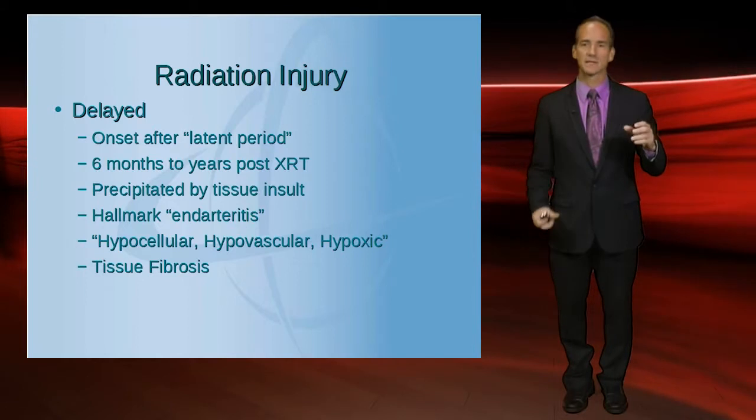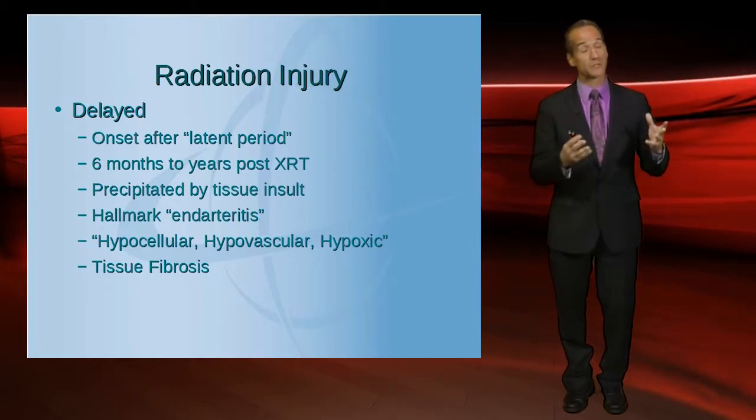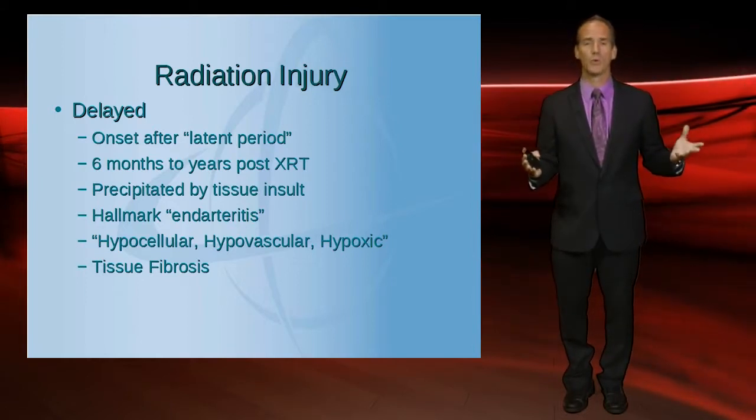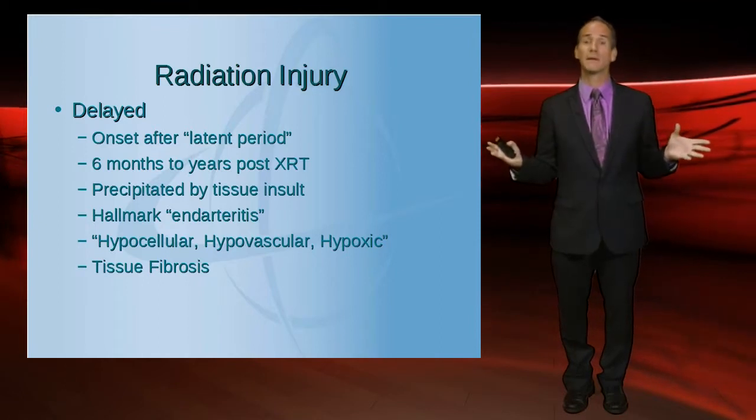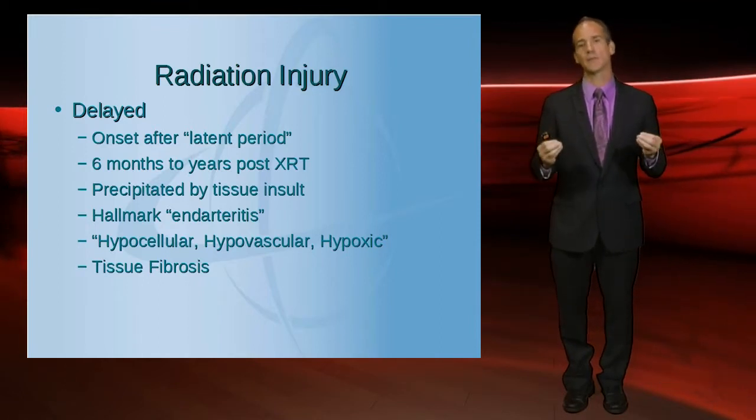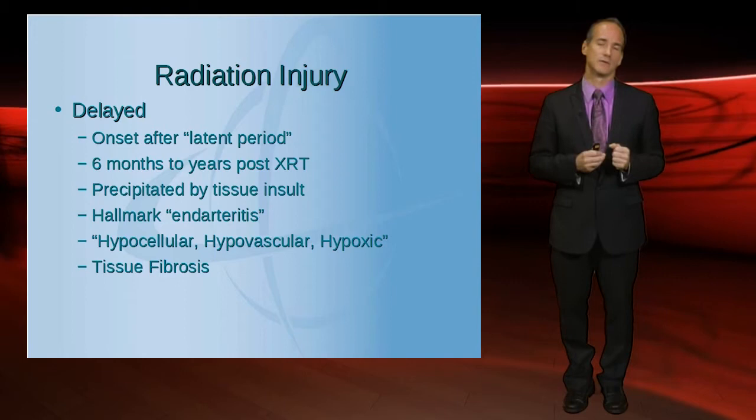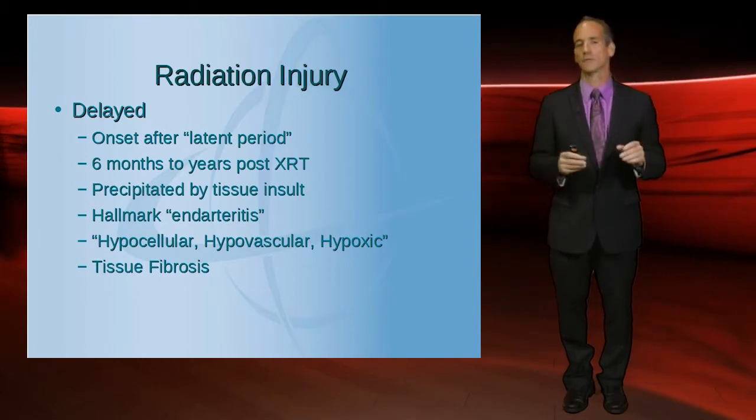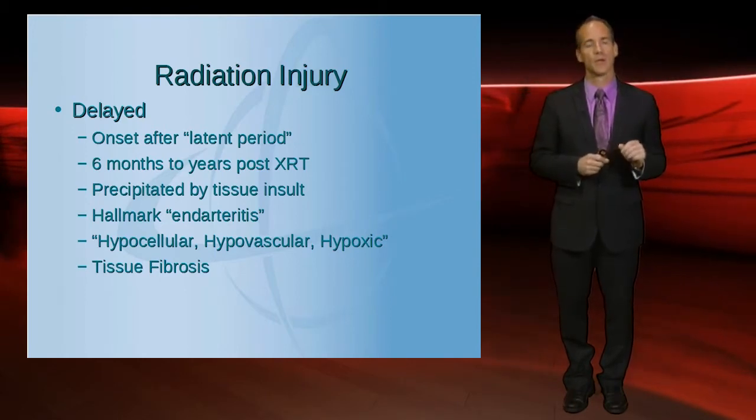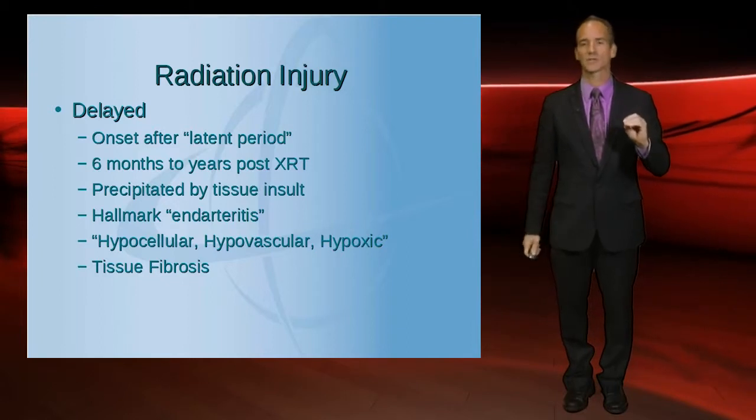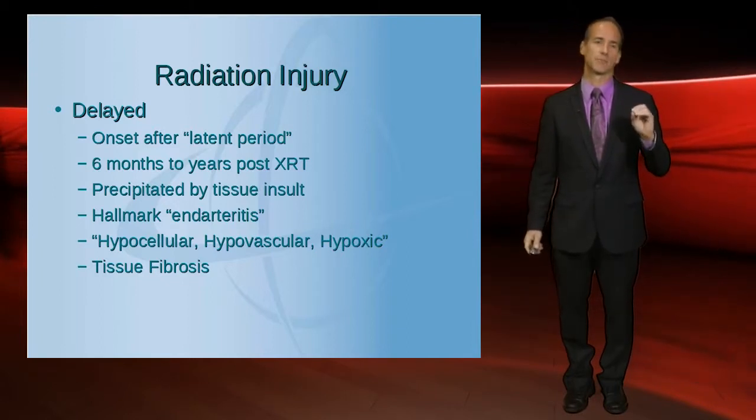It's precipitated by some insult to the tissue. So patients, for example, who may have a sacral wound, and it may be thought to be a pressure ulcer, and as it turns out they had radiation in the remote past. You need to be careful to ask those kinds of questions. When you look at it histologically, the hallmark sign is endarteritis. It is a progressive microvascular disease.